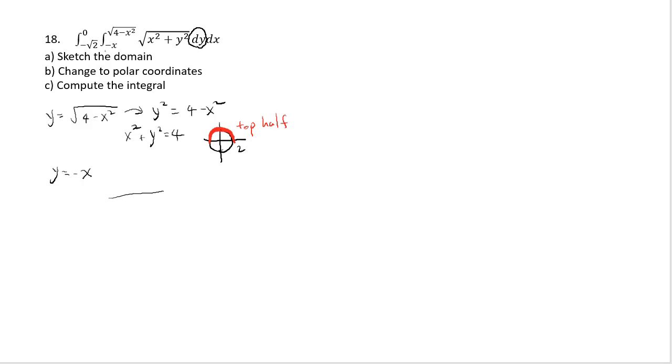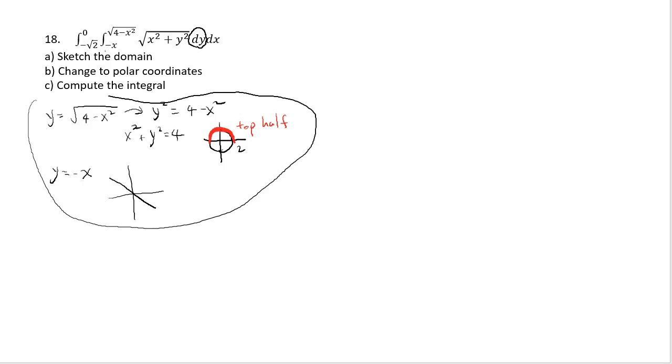Now everyone knows y equals negative x, so let's think about this. Okay, so these are the graphs, and then you put them together, top half with y equals x. You start from the 45-degree line, and you end at the top circle, and you're going upwards because it's dy inside. Now look at the bounds for x. It's from negative radical 2 to 0, right?